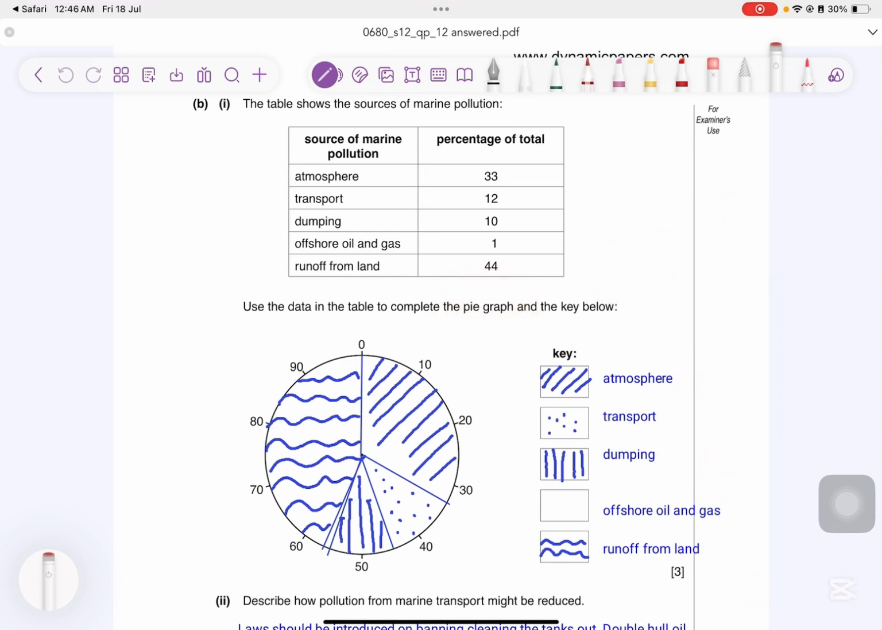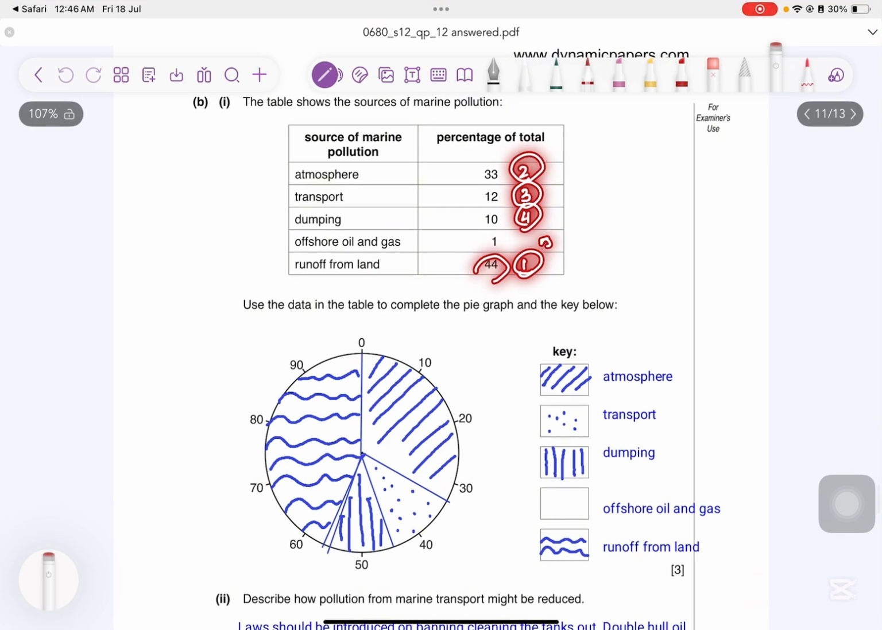So you're starting off with the runoff from land. That's number 1. And then the atmosphere. And then it's going to be the transport. And then it's going to be dumping. And lastly, it's going to be the offshore oil and gas. So plot it correctly and send it to me.